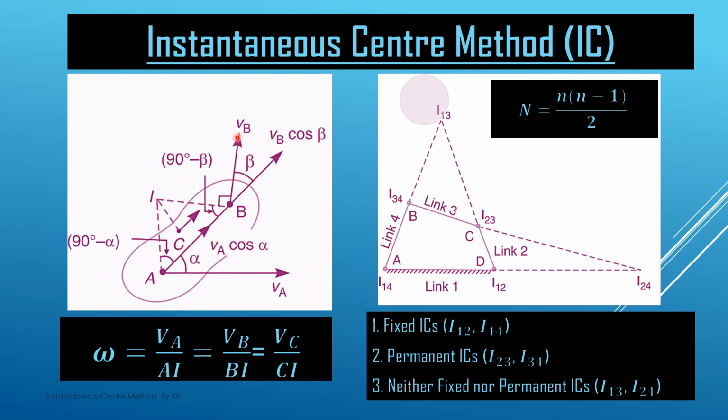Similarly, for point B it is VB divided by BI. With this relationship, because we know VA, and we have measured the distances AI and BI, we can find the value of VB from this relation.